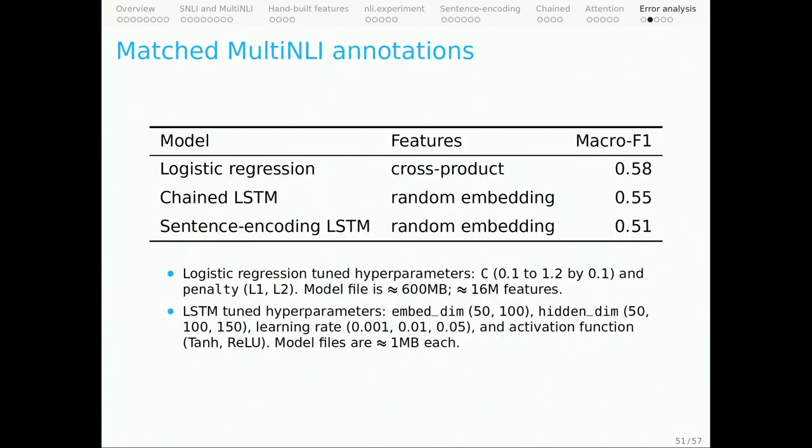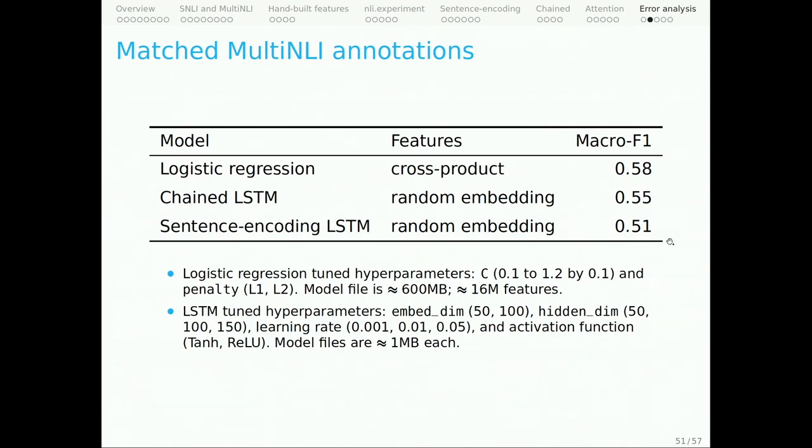So just as an example of something you might do, I used some of my own Amazon credits that I got along with you all to run a bunch of experiments on the cloud, just using the course code. So I did logistic regression with cross-product features, and I explored the regularization strength and the penalty type, L1 and L2. And then for LSTMs, I did a chained one, which is the most naive version where you have shared parameters across premise and hypothesis, as well as a sentence encoding one, which I just pulled out of that notebook that I showed you. And I explored the embedding dimension, the hidden dimensionality, the learning rate, and the activation function.